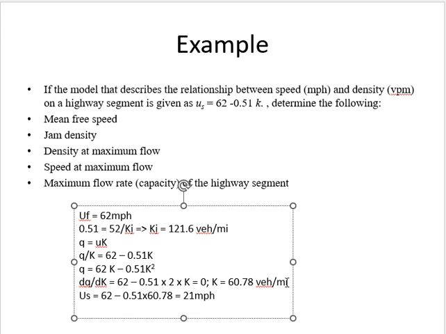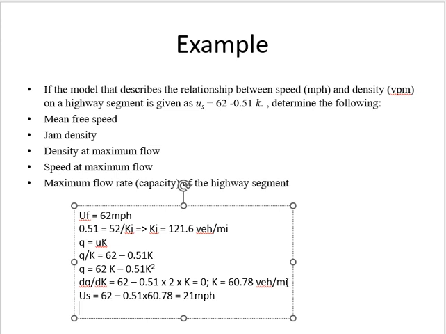Okay, now maximum flow. The last thing is maximum flow. What is maximum flow? Q equals U times K. You already know K and you know the U. What was the U? 31. So you put these two values in this equation, it will give you maximum flow.